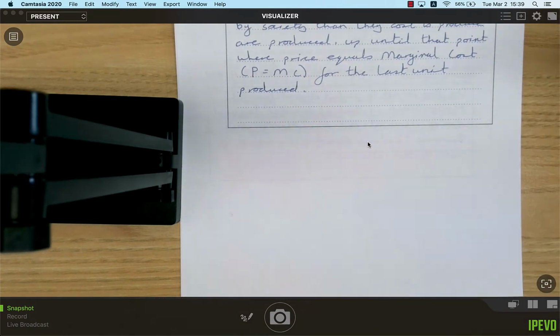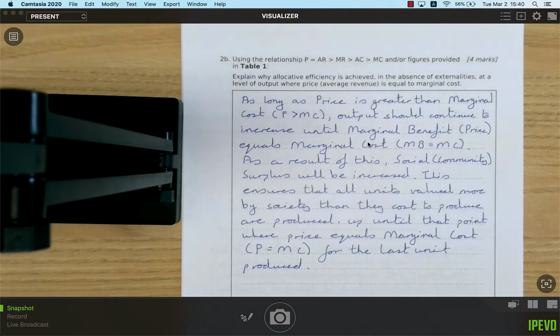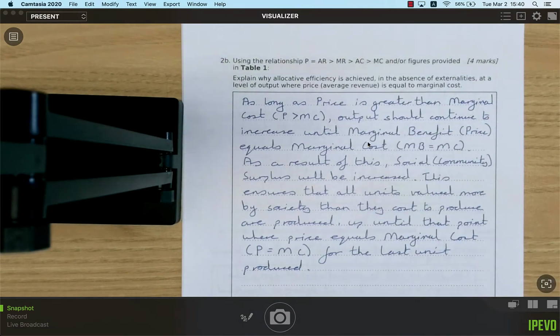Okay, so using this relationship here, where price equals average revenue, which is greater than marginal revenue, which is greater than average cost, which is greater than marginal cost, and/or figures provided, explain why allocative efficiency is achieved in the absence of externalities at a level of output where price or average revenue is equal to marginal cost. That's not what's happening here. Okay, this is not allocatively efficient. So, as long as price is greater than marginal cost, keep that in mind, output should continue to increase.